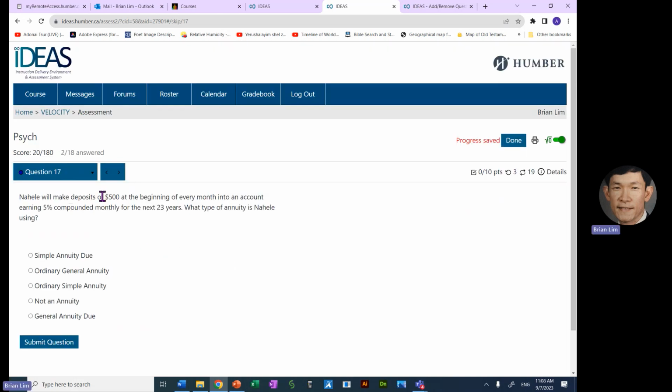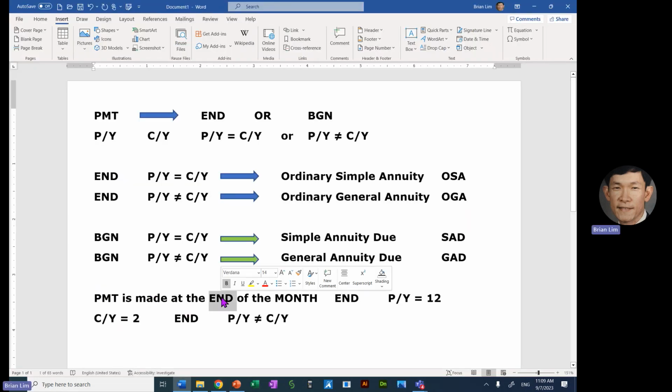Now the deposits, it doesn't matter how much money. It's the word beginning that comes in, beginning of every month, correct? And the interest is compounded monthly. So we have begin and the compounding is monthly. So what do we have? Well, we can change this now. Payment is made at the beginning. So for calculator language, we use our symbol beginning of the month. So this here would be BGN.